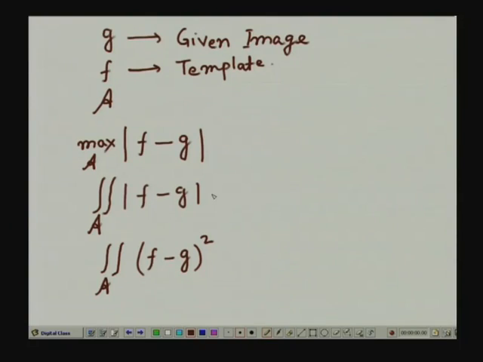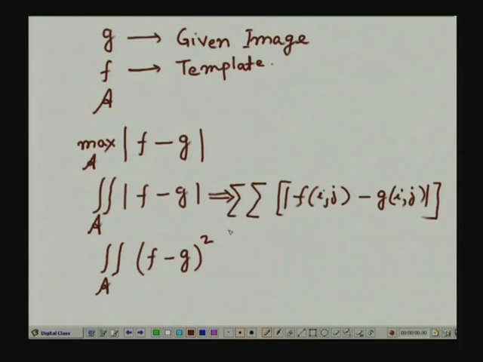If I convert this into the digital form, this will take the form as F ij minus Gij, where ij is the pixel location, absolute value of this, and you take the double summation for all i and j in the given region A. So, this is nothing but what is called the sum of the absolute difference, between the image G and the template F over the region A.